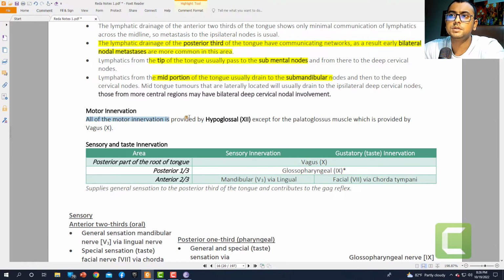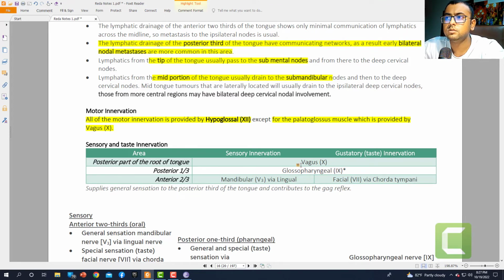All the motor innervation is provided by the hypoglossal nerve except the palatoglossus, which is by vagus. So all the motor supply of the tongue, including the intrinsic muscles of the tongue, is supplied by the hypoglossal nerve except the palatoglossus muscle, which is supplied by the vagus.